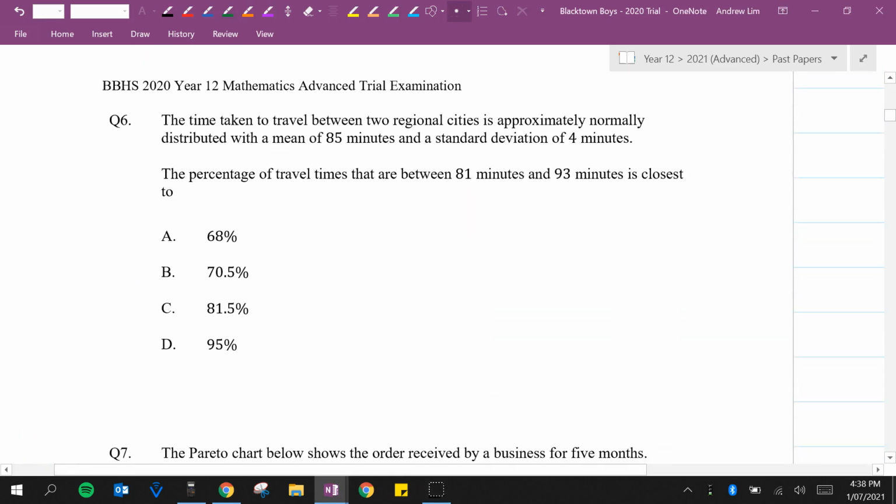Okay, question 6. The time taken to travel between 2 regional cities is approximately normally distributed with a mean of 85 minutes and a standard deviation of 4 minutes. The percentage of travel times that are between 81 minutes and 93 minutes is closest to. Now, for us at Thomas Hassel, this won't be in our trial exam because we haven't covered this topic yet, but let me just go through how to do this.